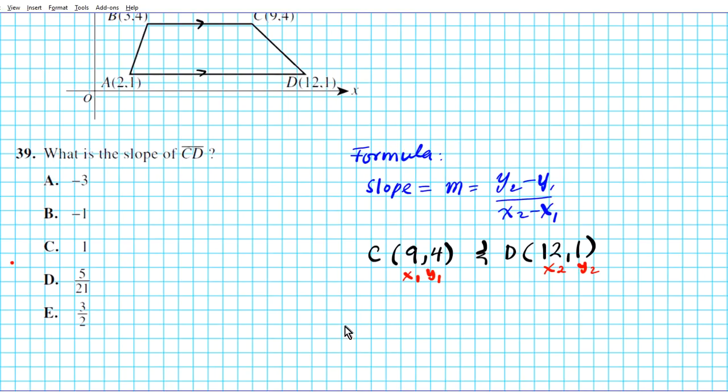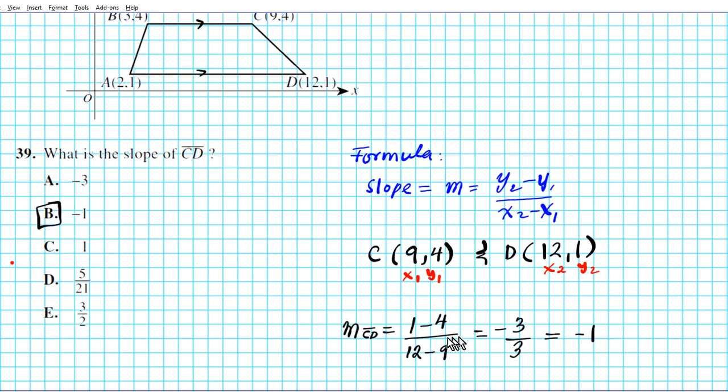The slope of CD is given by y2 minus y1, 1 minus 4, divided by x2 minus x1, 12 minus 9. You have negative 3 over 12 minus 9, 3. So you have to be really careful with your signs here, okay? So your answer is going to be negative 1. The answer is option letter B.